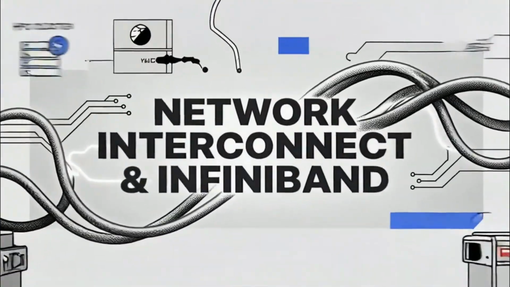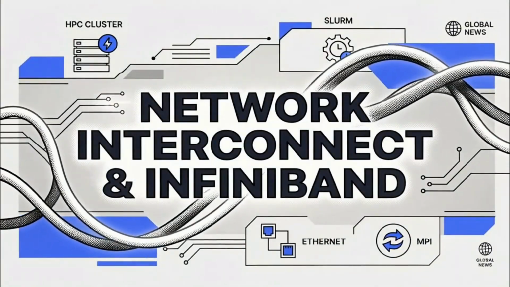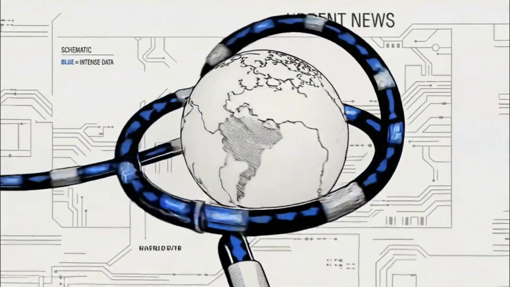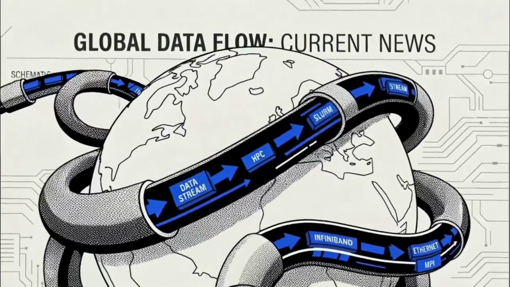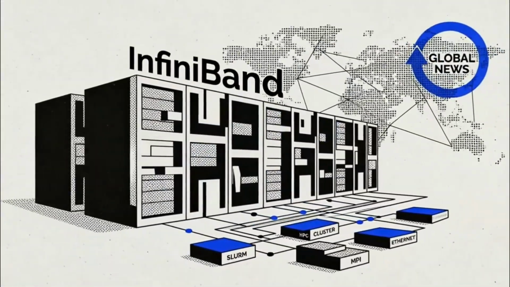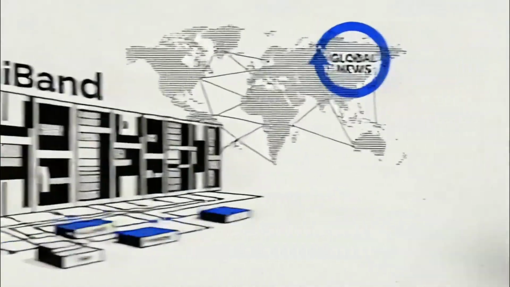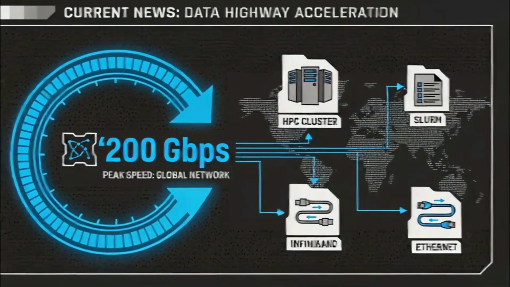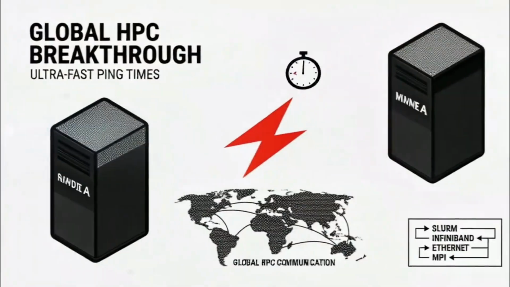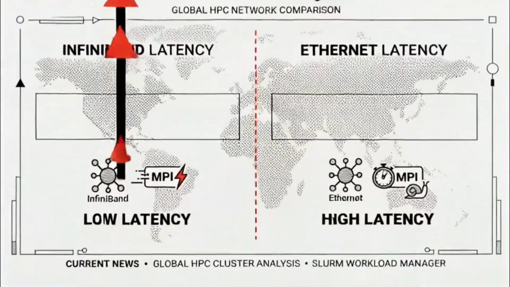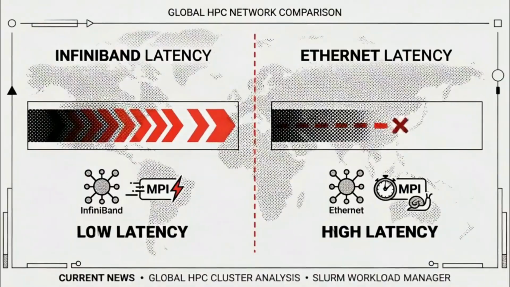Network interconnect, InfiniBand, MPI, and why it matters. The network connecting all nodes in an HPC cluster is not standard Ethernet. It is a specialized high-performance interconnect designed for the latency and bandwidth demands of parallel scientific applications. InfiniBand is the dominant interconnect technology in production HPC environments. Modern HDR InfiniBand operates at 200 gigabits per second per port, and the end-to-end latency between two nodes is measured in single-digit microseconds. This compares to the tens of microseconds typical of even high-quality data center Ethernet.